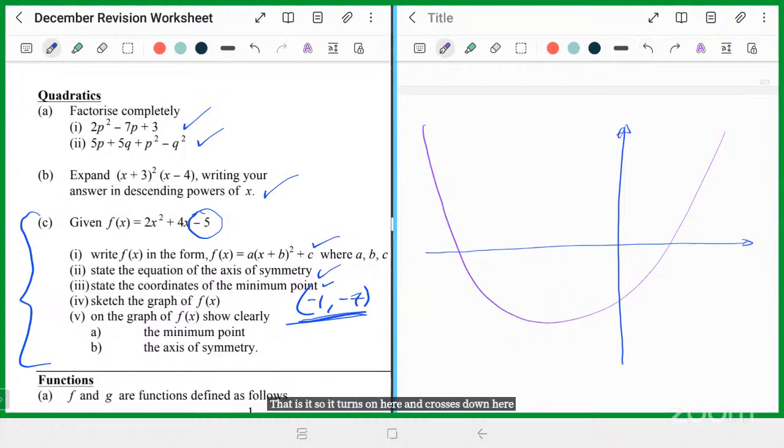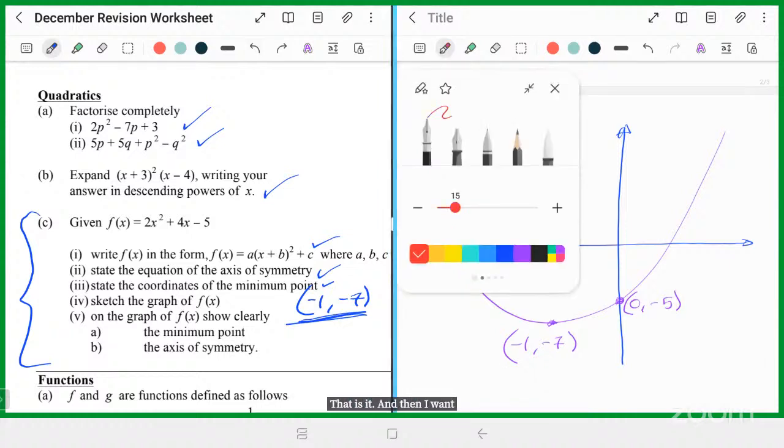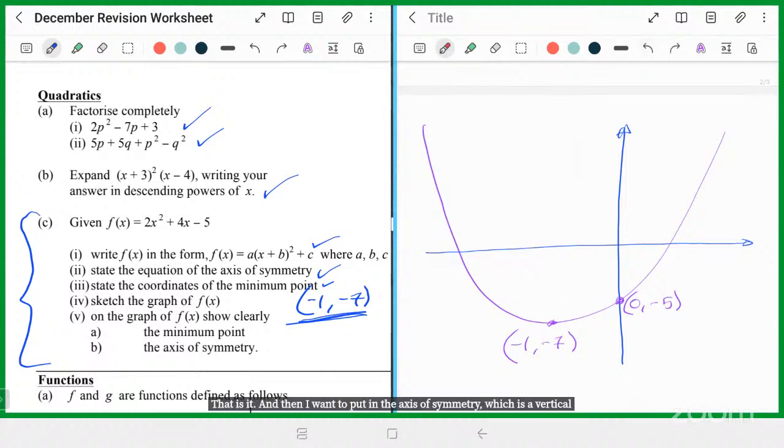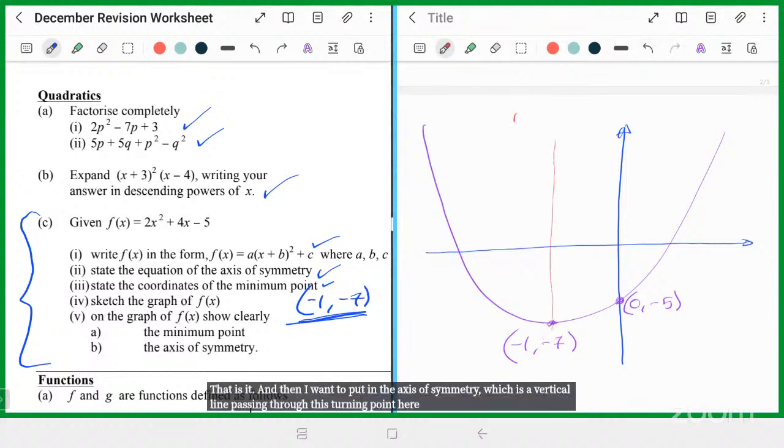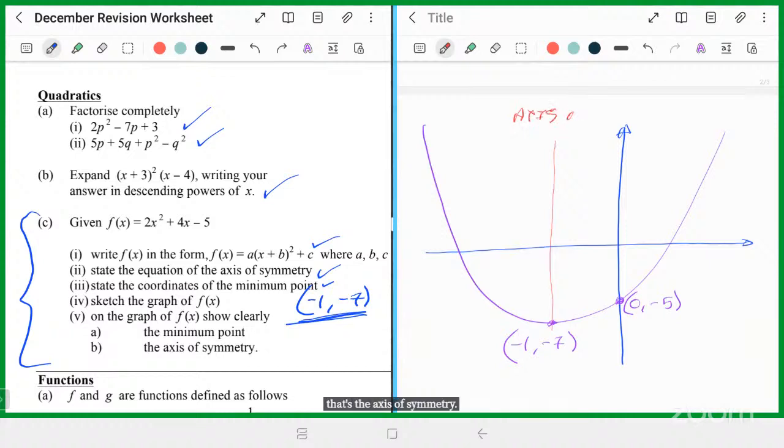So this is the minimum point, which is -1, -7. And this is the y-axis intercept, which is 0, -5, because the c value is -5. The y-axis intercept is always at the c value. That is it. And then I want us to put in the axis of symmetry, which is the vertical line passing through this turning point here. That's the axis of symmetry, and it is x equals the xt value at the turning point, which is -1. And that is the sketch of the function right there.